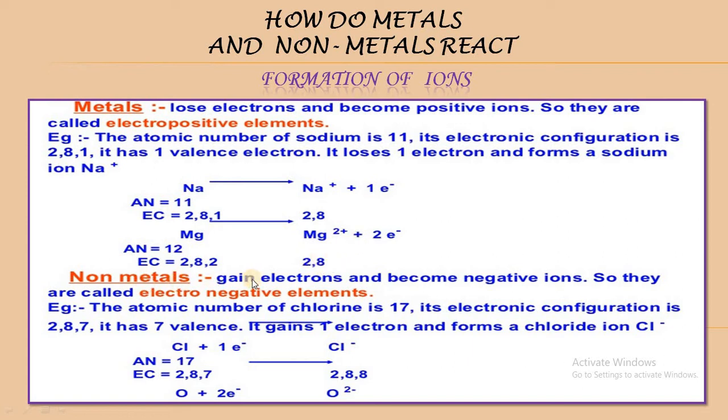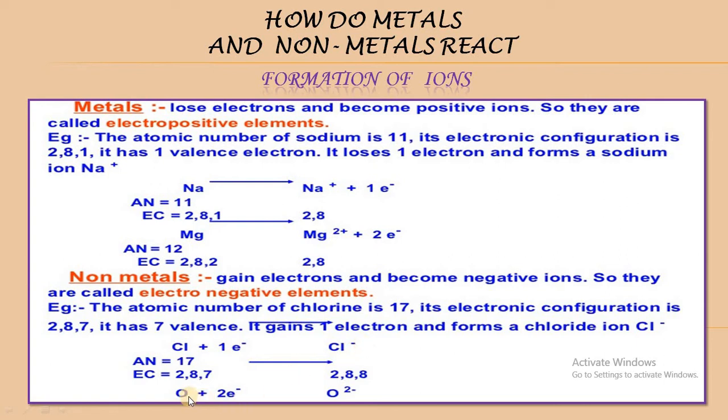When we talk about non-metals, they gain electrons and become negative ions, so they are known as electronegative elements. Here we are considering the example of chlorine. Chlorine, after gaining 1 electron, acquires a -1 charge. The outermost orbit of chlorine has 7 electrons, and after gaining 1 electron, its configuration becomes 2,8,8. As it is gaining 1 electron, its charge is -1.